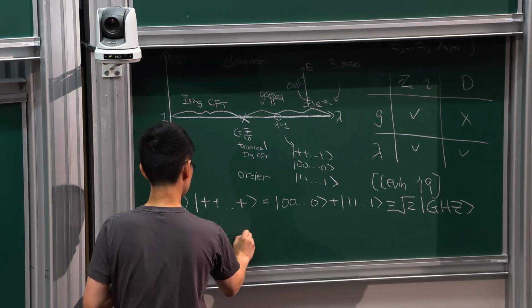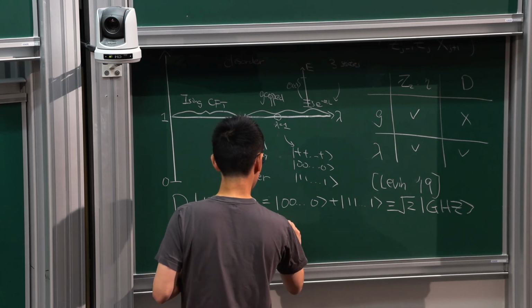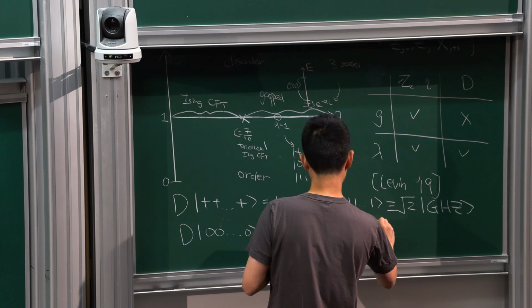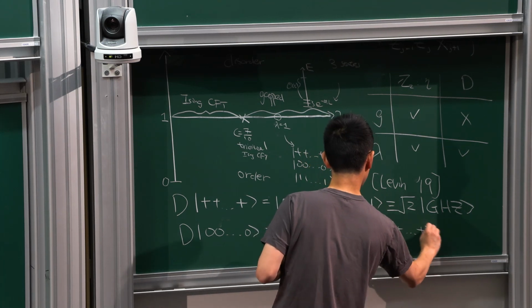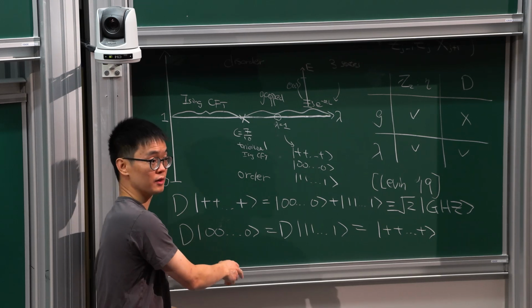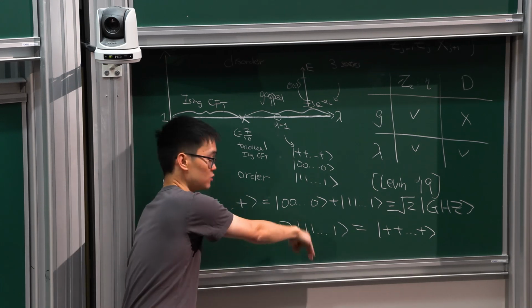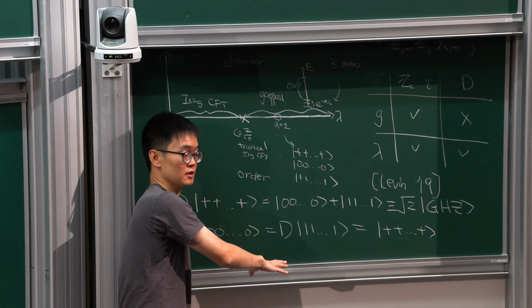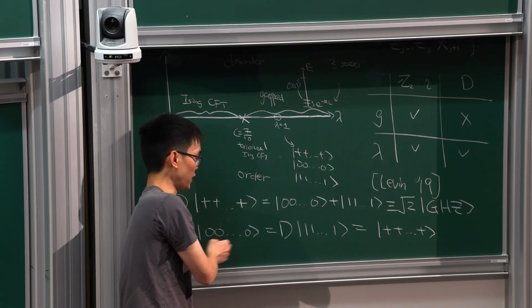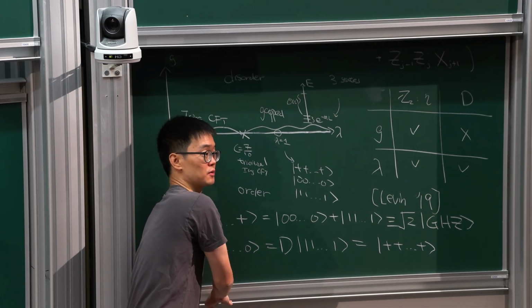Conversely, if you act on 0, 0, 0, it equals the action on 1, 1, 1, which gives you the plus, plus. So the fact that D acts in the same way on the spin up and the spin down state, again, is a sanity check that D is non-invertible. Because if you act on the difference, they give you a 0.